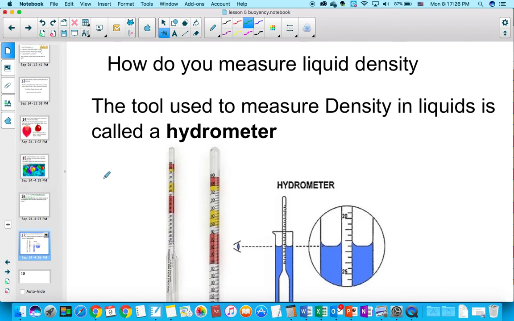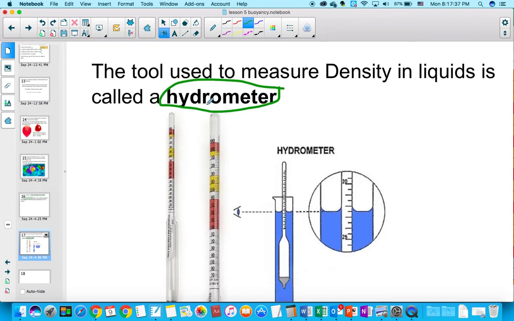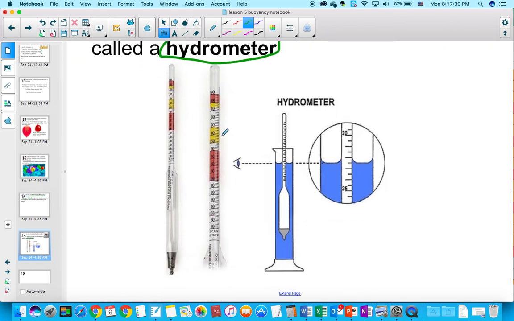So how can you measure a fluid density or a liquid density? The tool used is called a hydrometer. Right? It's a tool called a hydrometer, and it is used to measure density. It measures how much of the liquid is being displaced based on an amount of mercury in the hydrometer.